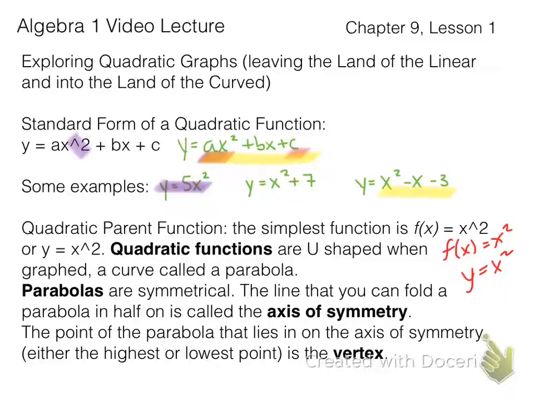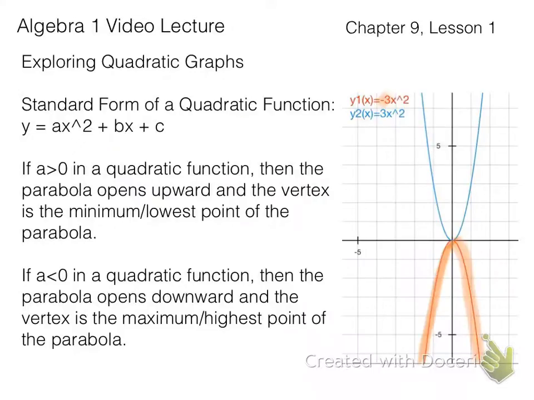The point of the parabola that lies on the axis of symmetry, either the highest or lowest point, is called the vertex. And again, I've talked about that in the last slide, but there you go. Those are the definitions.